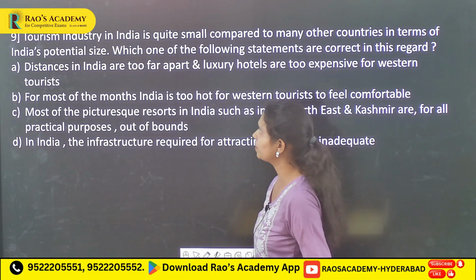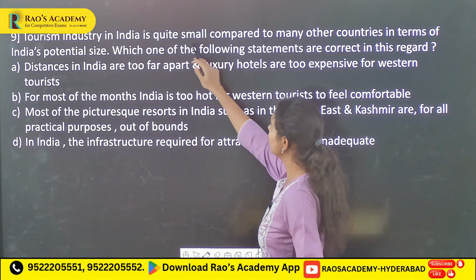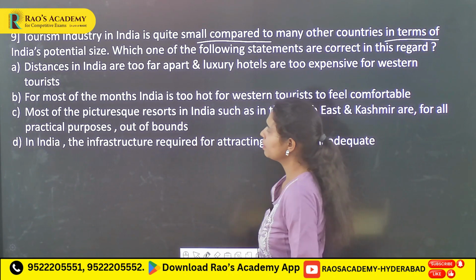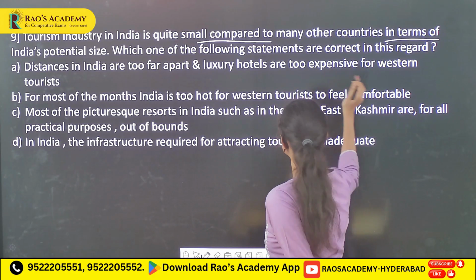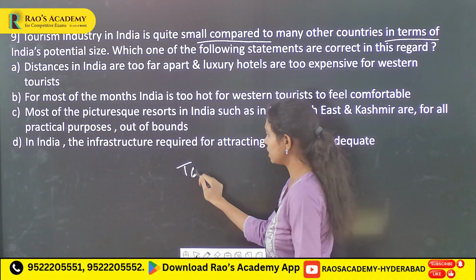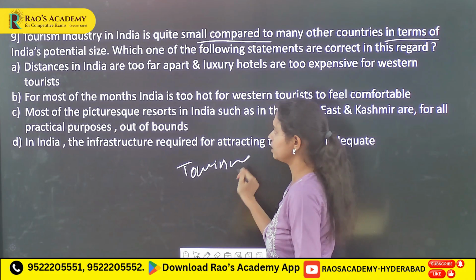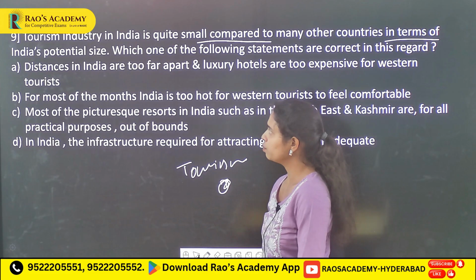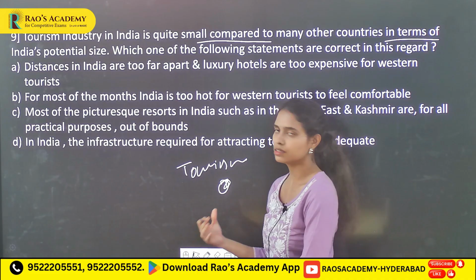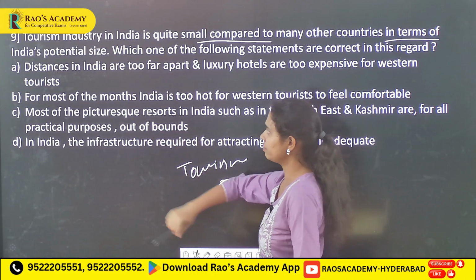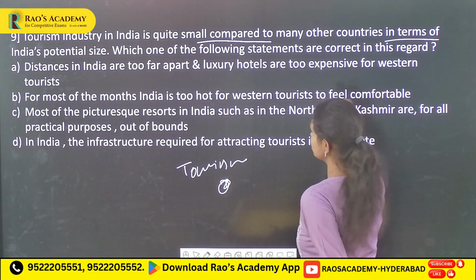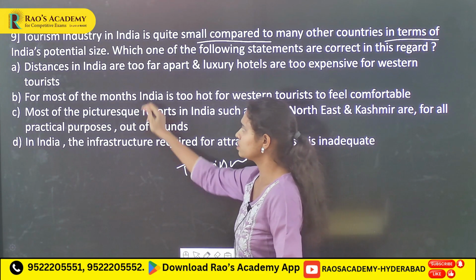Then followed by, the tourism industry in India is quite small compared to many other countries in terms of India's potential size. Which one of the following statements is correct in this regard? So among the given statements, it is asking about the tourism sector in India and why it is still lagging, though it has a greater potential. So if you see the first one, the distances in India are too far apart and luxury hotels are too expensive for Western tourists. It is a very narrow statement. It is going to be an incorrect one.